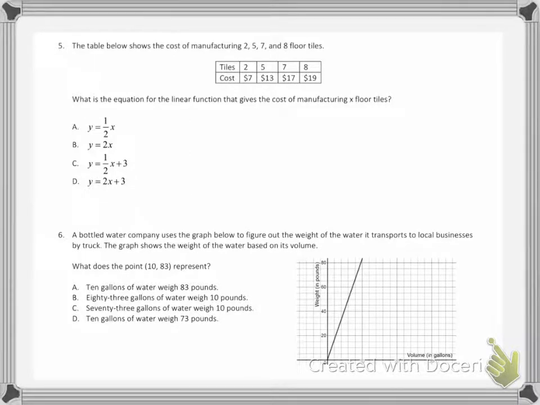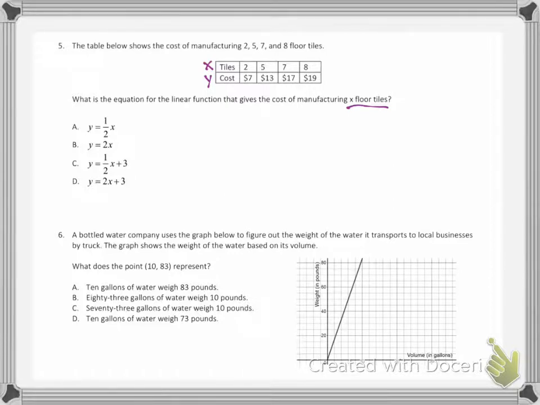The table in number 5 here shows the cost of manufacturing 2, 5, 7, and 8 floor tiles. What is the equation for the linear function that gives the cost of manufacturing x floor tiles? So, from our table here, x is going to be the number of tiles just based off of what the question says. Generally, most word problems that deal with money end up being the y variable.